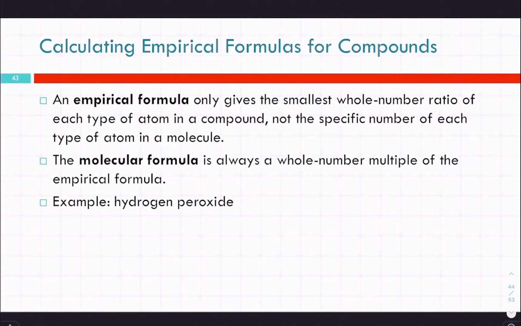So the empirical formula gives only the smallest whole number ratio of each type of atom, not the specific number. The molecular formula then is always a whole number multiple of the empirical formula. So if you get an empirical formula, the molecular formula sometimes is the same, but sometimes it'll be 2 times bigger, or 3 times bigger, or 4 times bigger. It'll always be some whole number multiple though. For example, hydrogen peroxide, the empirical formula is hydrogen and oxygen, but the molecular formula is that really times 2, H2O2.